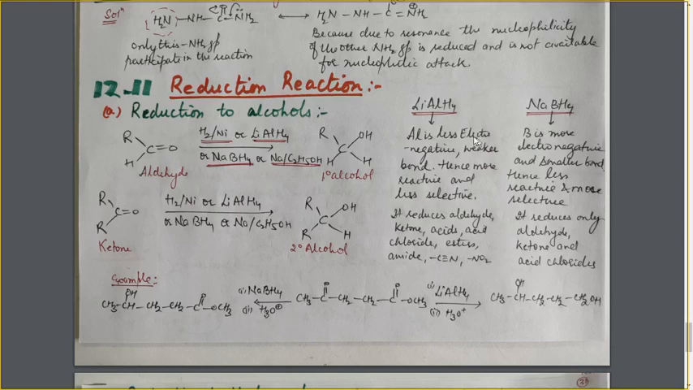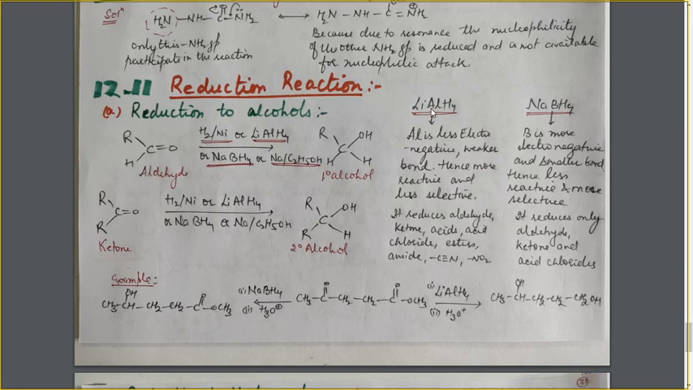Here I mentioned a comparison between lithium aluminum hydride and sodium borohydride. These two compounds are hydride ion donors, H negative ion donors. But these two compounds are very much different in their behavior. Both are reducing agents, but they are showing very different behavior. Now lithium aluminum hydride is a very strong reducing agent and sodium borohydride is a very mild reducing agent. Why is this so?